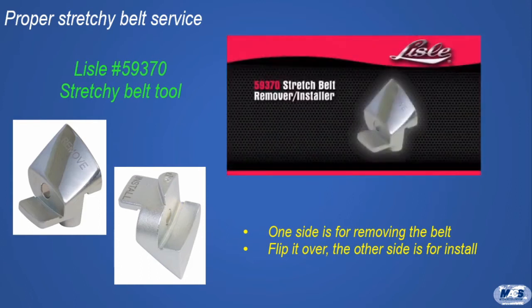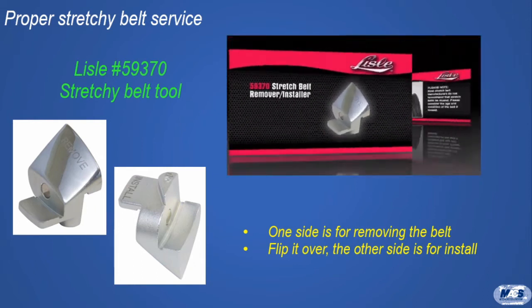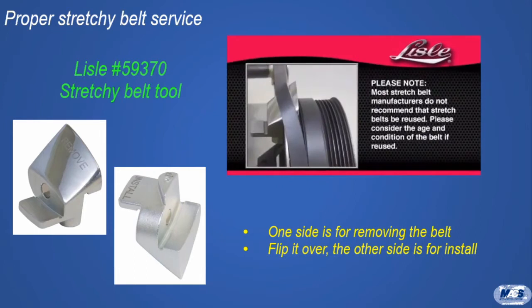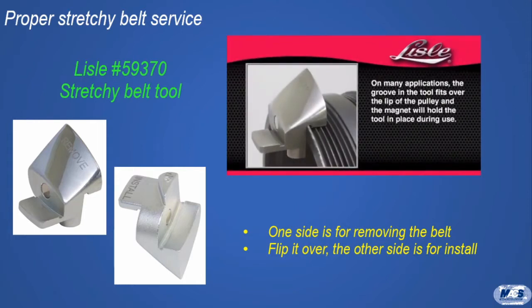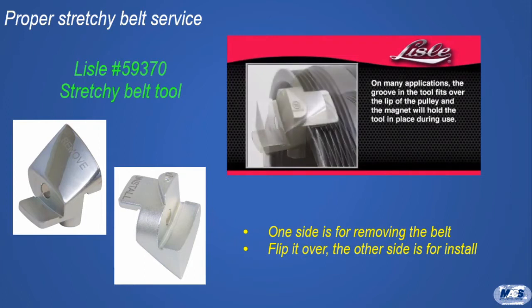This combination removal and installation tool helps prevent damage to the stretch belt and pulley. Please note, most stretch belt manufacturers do not recommend that stretch belts be reused. Please consider the age and condition of the belt if reused. The preferred use is on the crankshaft pulley when clearance allows. On many applications, the groove in the tool fits over the lip of the pulley. Unique magnetic faces hold the tool in place on the pulley during use. The tool works on the front or back of the pulley depending on belt configuration.